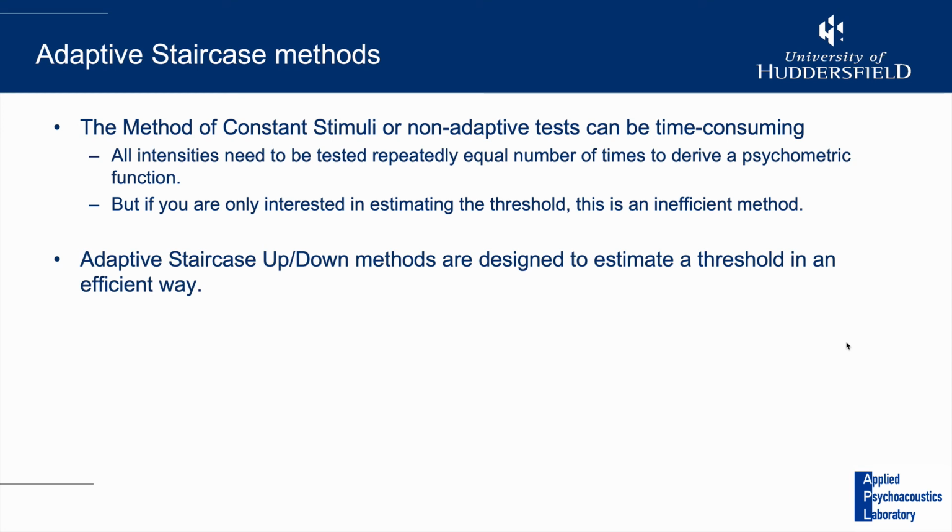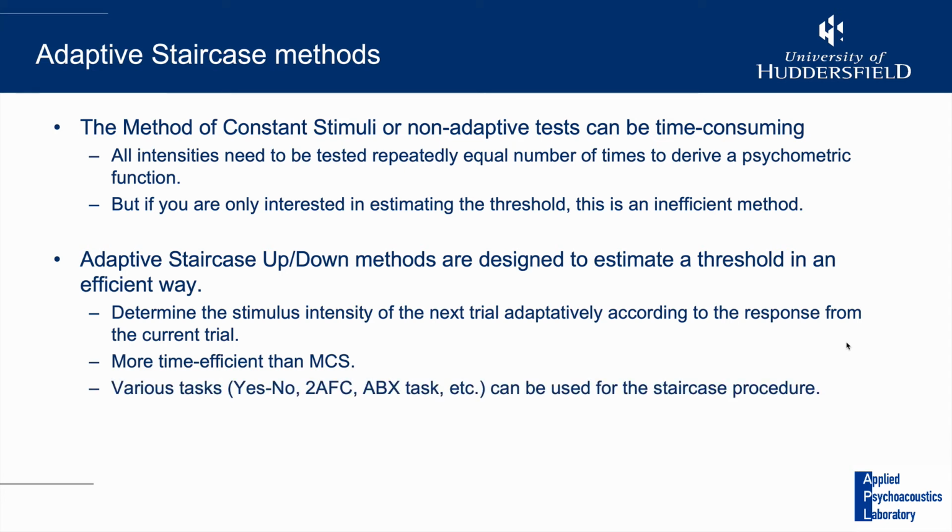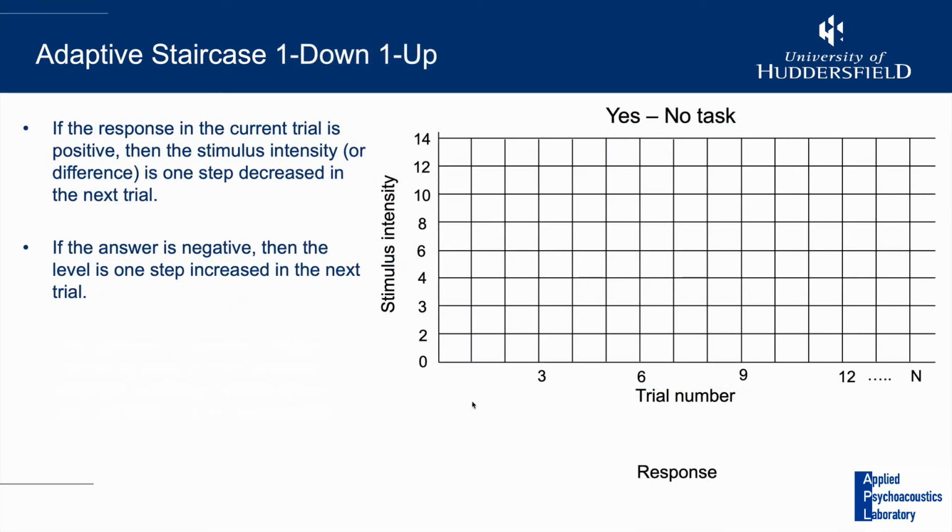On the other hand, adaptive staircase up-down methods are designed to estimate a threshold in a more efficient way. So they determine the stimulus intensity of the next trial adaptively according to the response from the current trial. So it's a more time-efficient method than method of constant stimuli or other non-adaptive methods. And various tasks like Yes-No, 2AFC, or ABX can be used in each trial for the staircase procedure. Okay, so let's take a practical example.